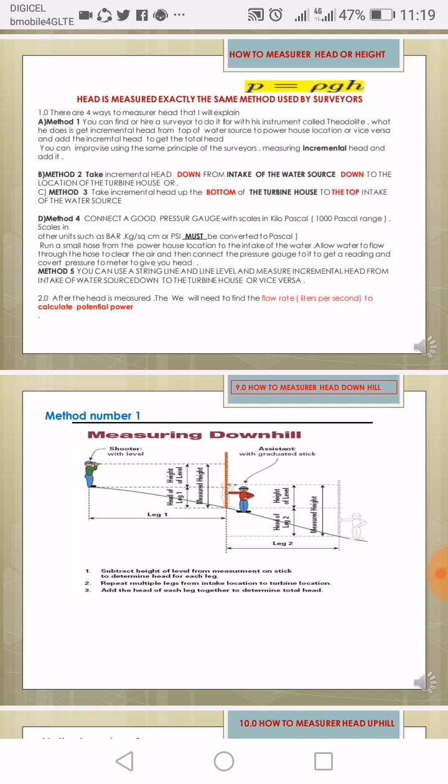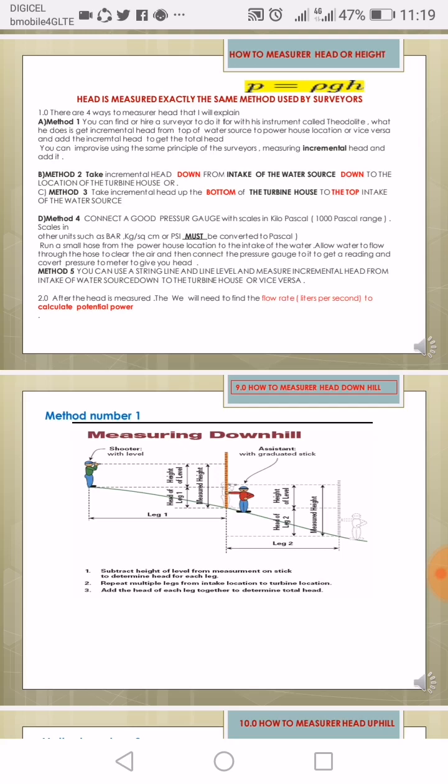Okay, number 2: after you finish, you must take all the measurements of flow and head. You must have a look at calculating flow rate, or working out flow rate in liters per second, or calculating potential power. Okay, you may look at all methods for measuring head.